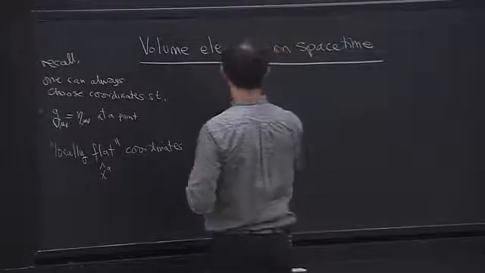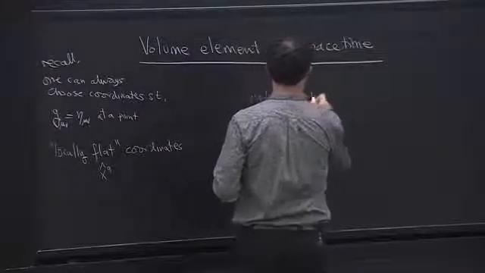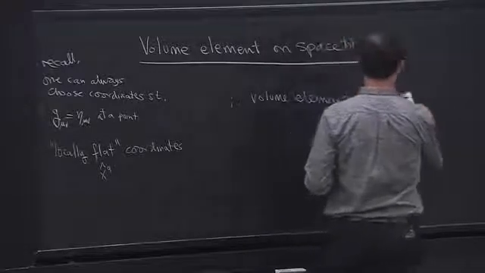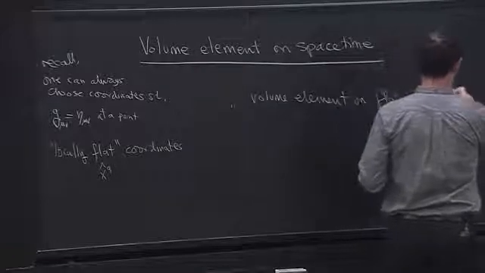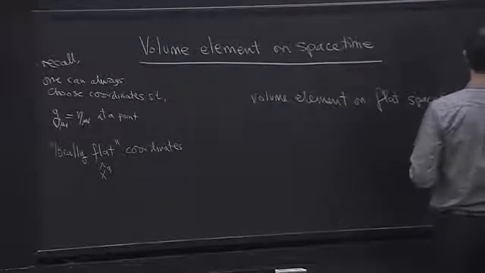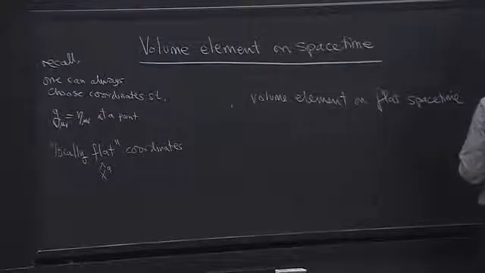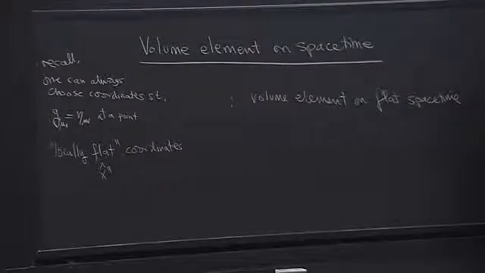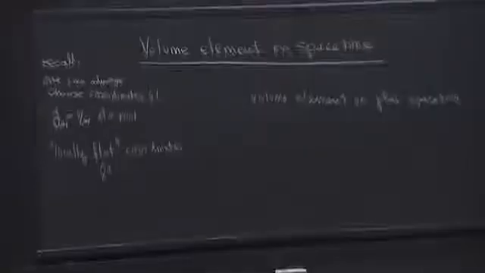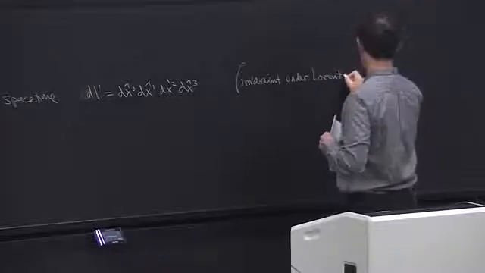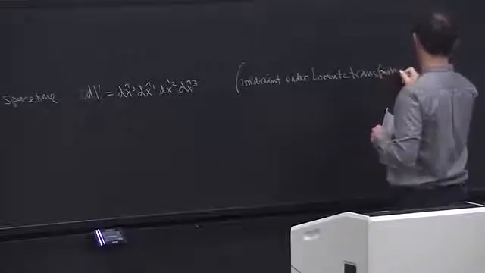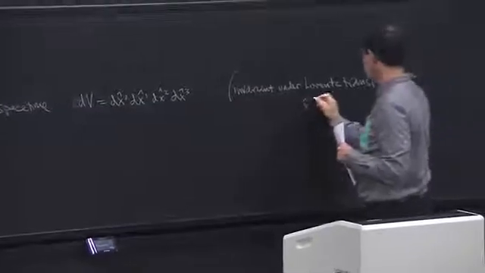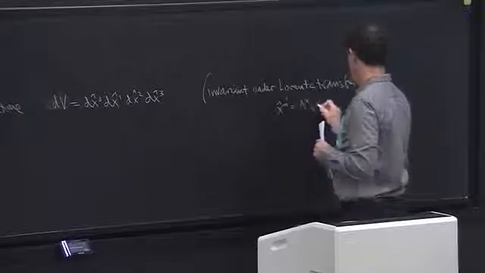And the volume element on flat space-time is just d^4 x hat, which is dx hat 0, dx hat 1, dx hat 2, dx hat 3. Just the usual Cartesian volume element. And this is invariant under Lorentz transformations. Lorentz transformations means x hat a prime is lambda a b x hat b.